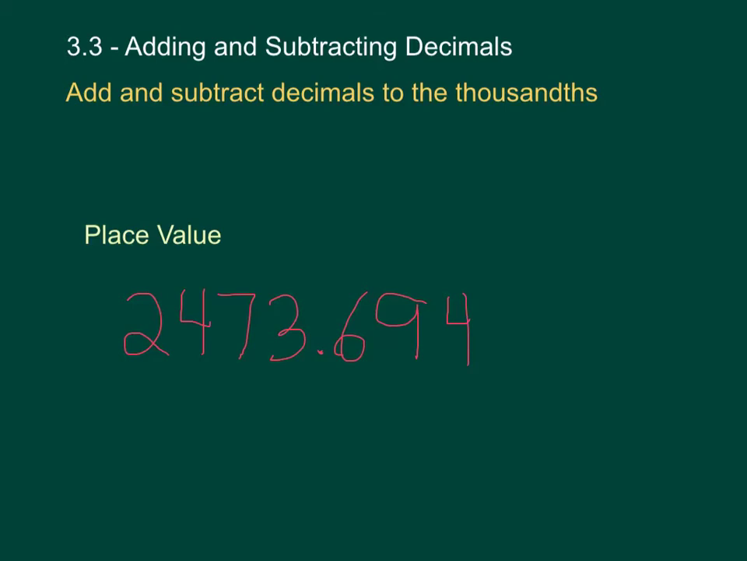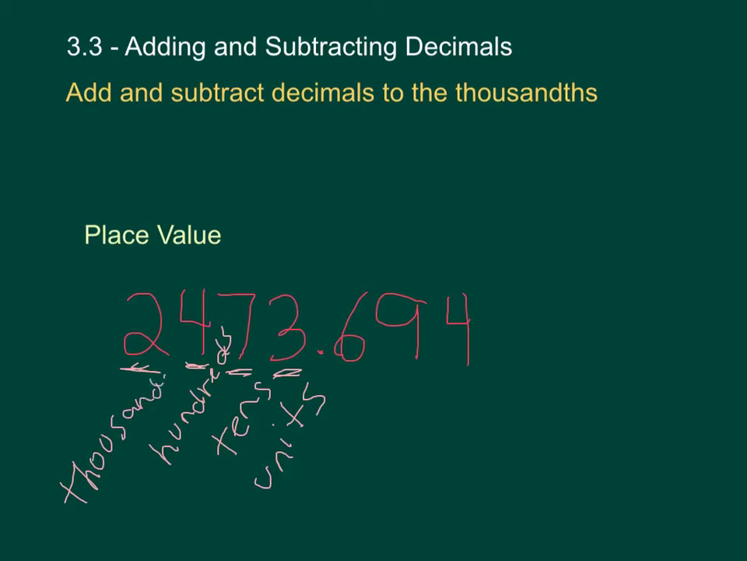Let's look on the left-hand side of the decimal first, and this should be pretty much review. This number right here, we call the units or the ones place, because if I just had the number 3, that would mean I have 3 units, or 3 ones. Moving to the left, the next place value is called the tens. The next is called the hundreds. And then here we have thousands. Again, that should be pretty much review.